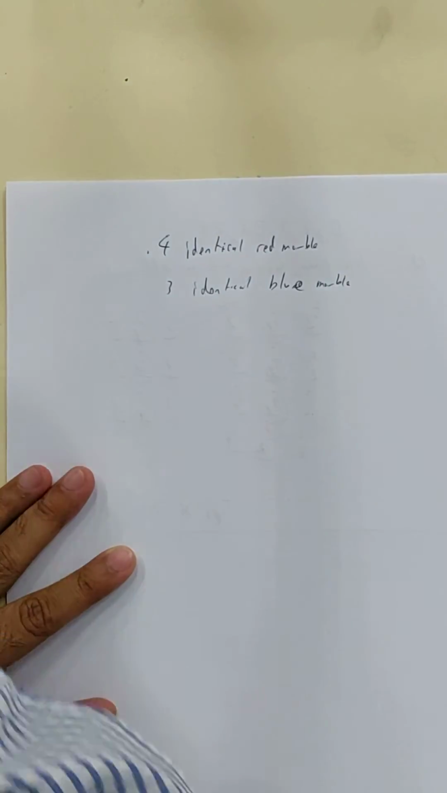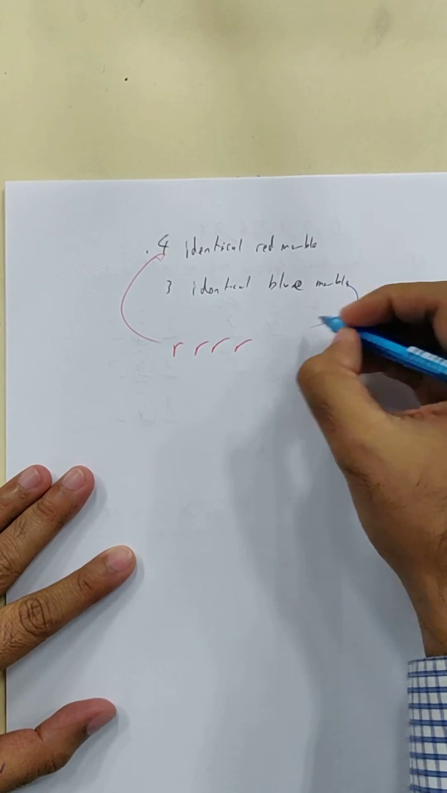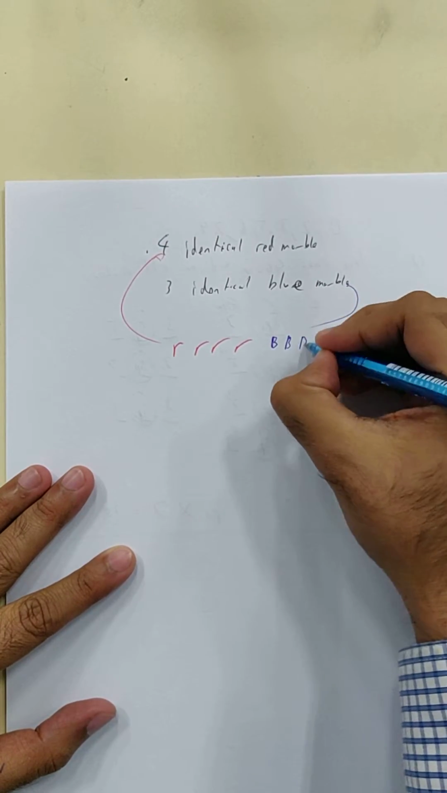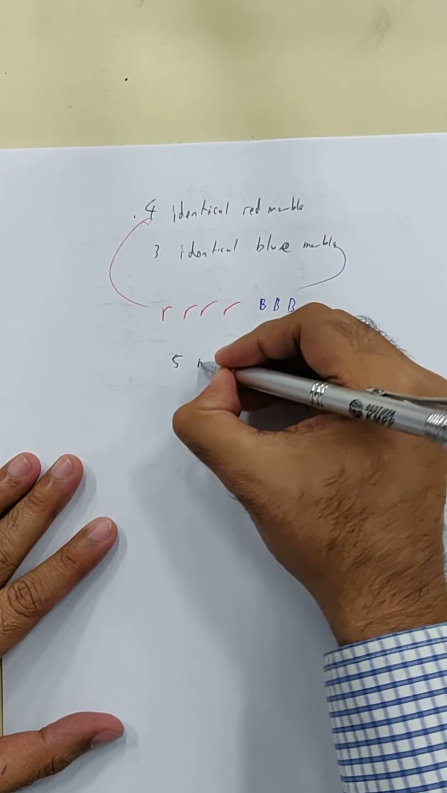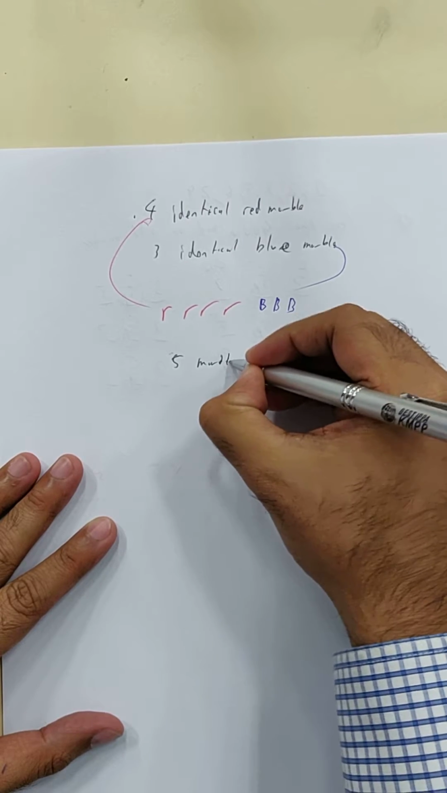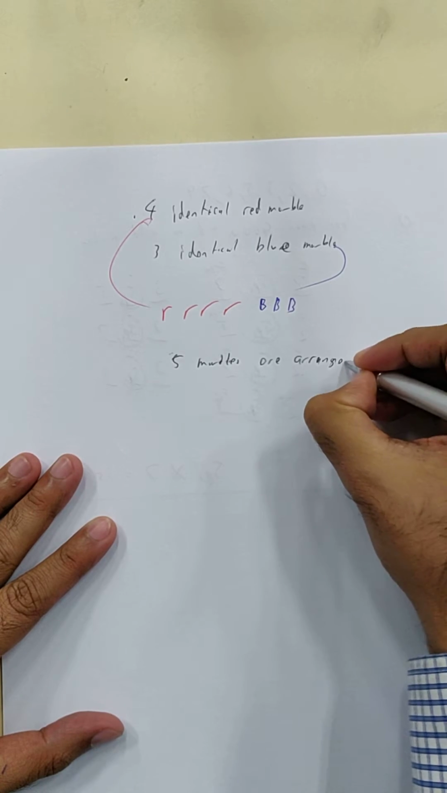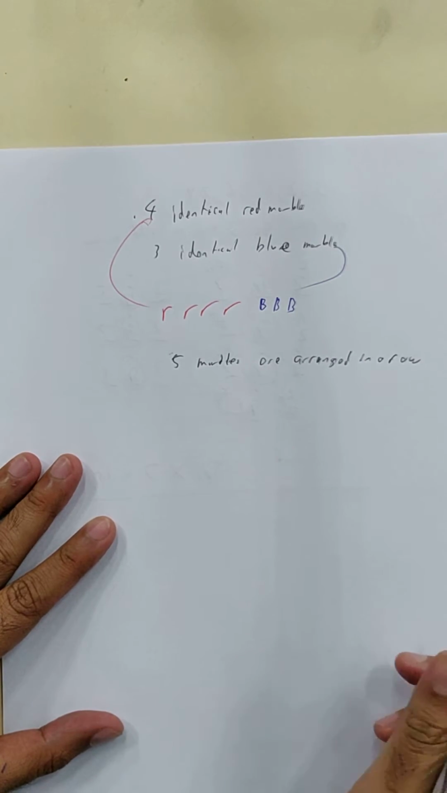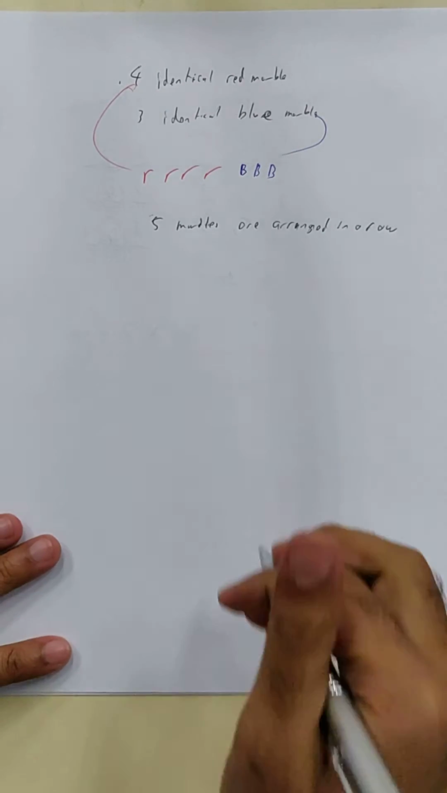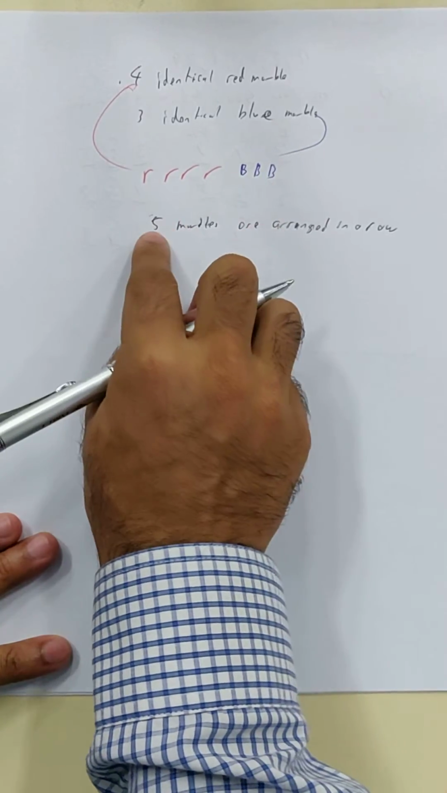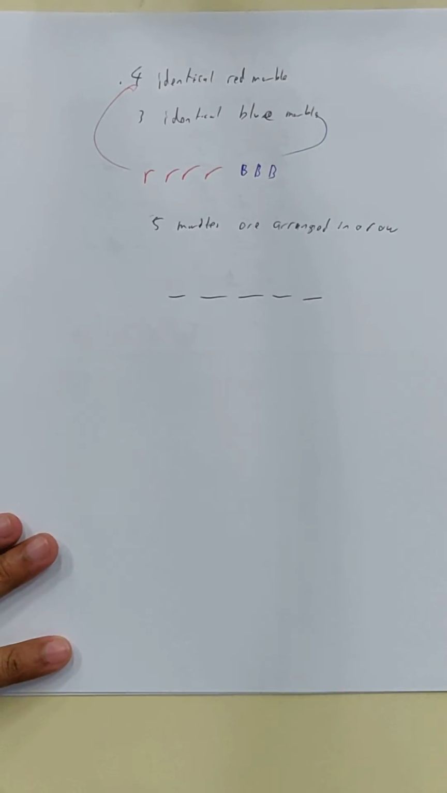So I would like to imagine them something like this. Red, red, red, red. Blue, blue, blue. And then 5 marbles are arranged in a row. How many places do we have? I want 5. 1, 2, 3, 4, 5.